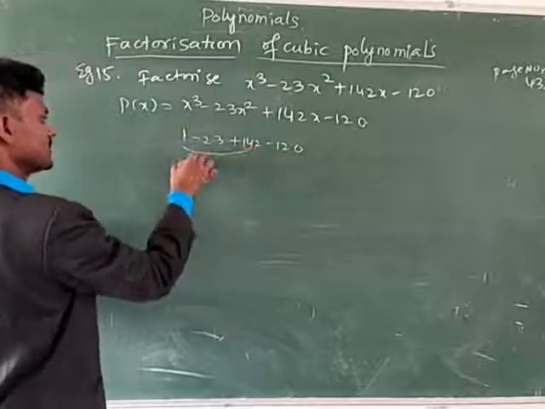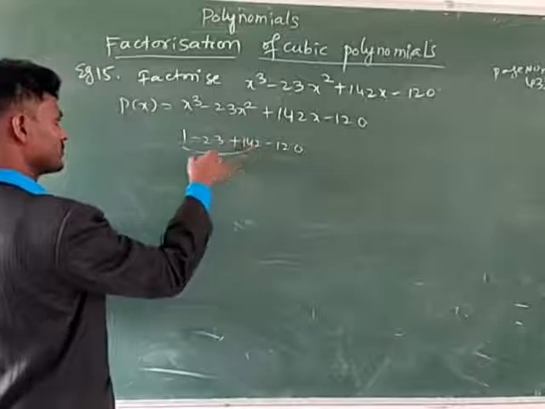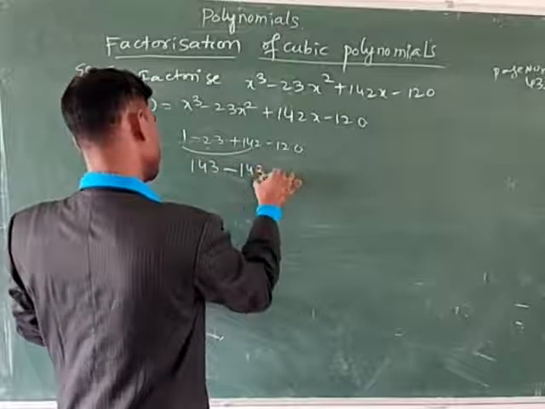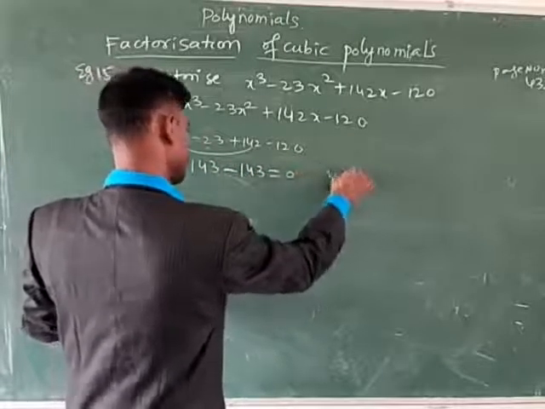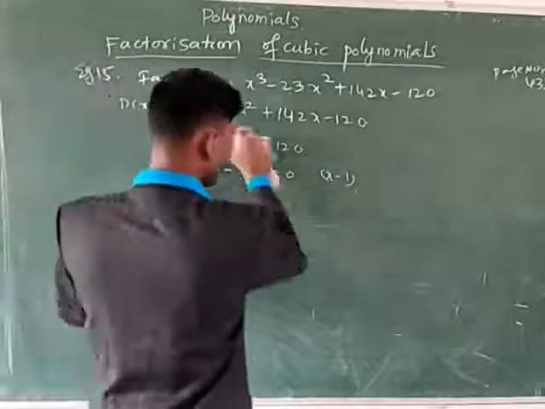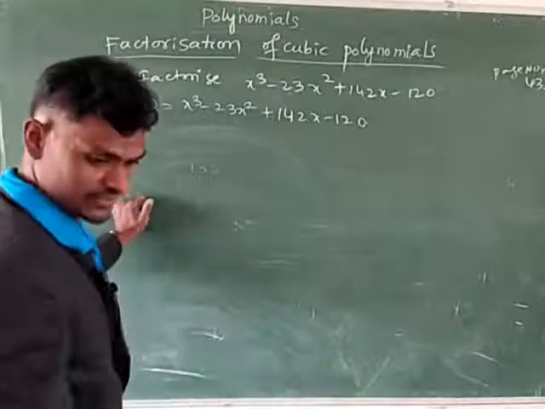Now 1 plus 142 is 143, 143 minus 23 is 120, and 120 minus 120 is equal to 0. Then x minus 1 is a factor. Sum of all the coefficients is equal to 0, then x minus 1 is a factor.